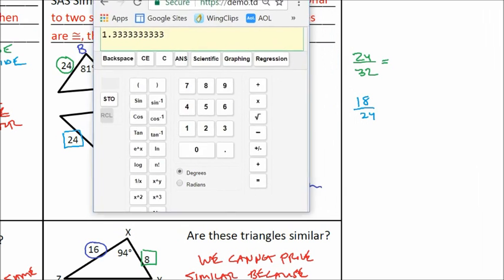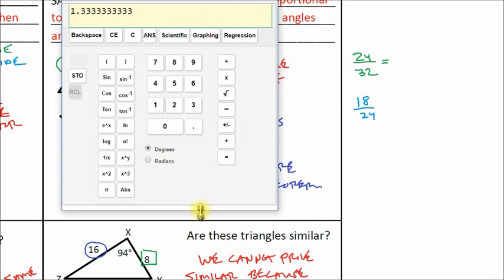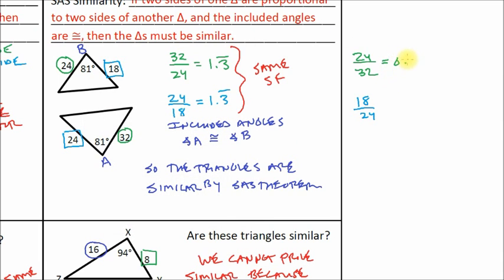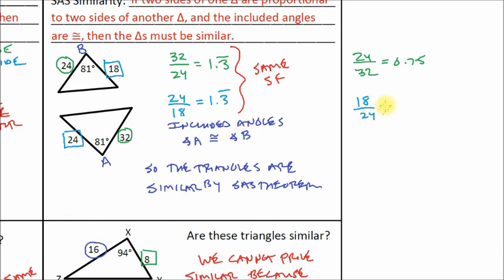Hang on a second here as I drag this over. Sorry, got a little bit of a problem here. All right, let's do this. We got 24 divided by 32, and that's 0.75. And then I'm going to go ahead and do 18 divided by 24. And you can see, same thing, 0.75. So you still can prove proportionality if you flip both of these over.